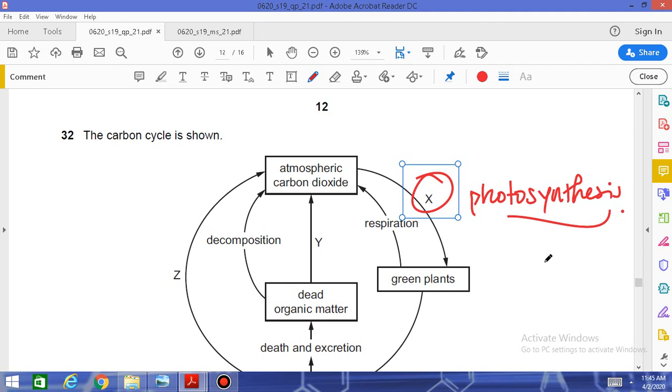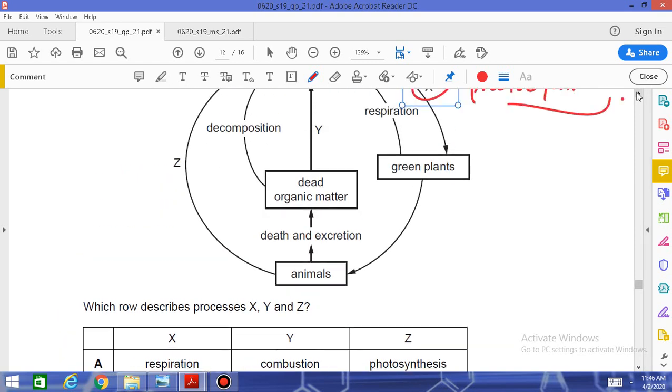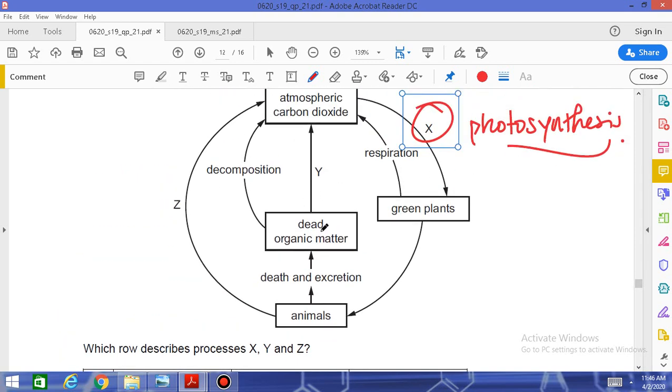Okay. How about Y? That organic matter is decomposed into carbon dioxide. So what is that? Can you guess? It's combustion, right? When that organic matter is combusted or burned, carbon dioxide is produced. So this is combustion.